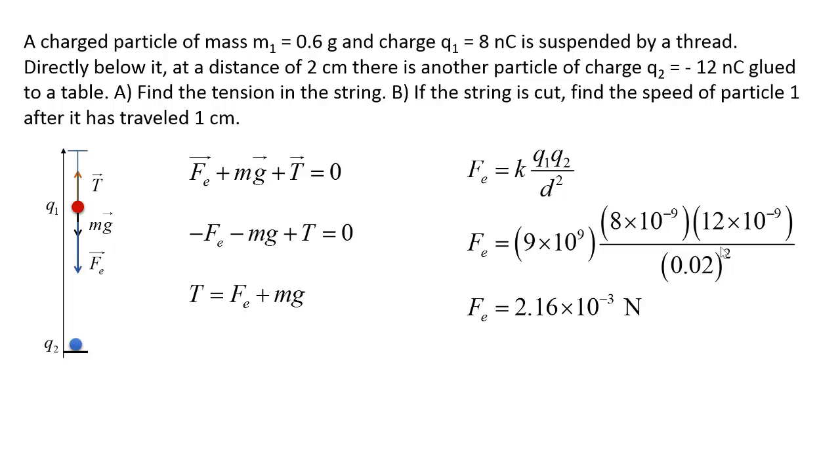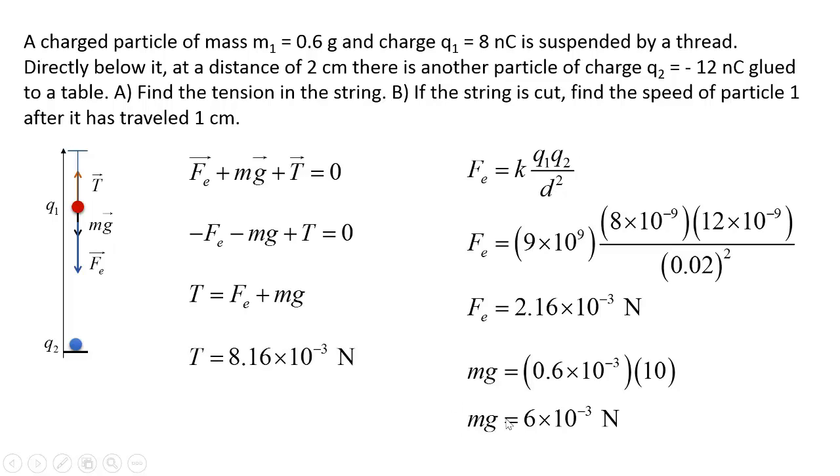How about the force of gravity acting on charge 1? Well, force of gravity is mass times gravitational acceleration. The mass of charge 1 is 0.6 grams or 0.6 times 10 to minus 3 kilograms multiplied by, and for ease of calculation I have taken g to be 10 meters per second squared instead of 9.8. So the force of gravity is 6 times 10 to minus 3 newtons. All you have to do in order to find the tension is add up the electric force and the force of gravity, and you get that the tension in the string is 8.16 times 10 to minus 3 newtons.